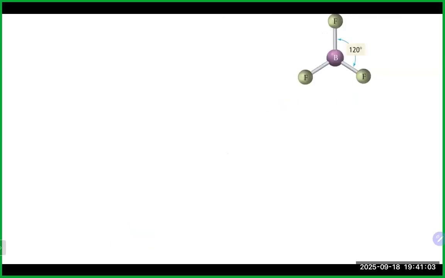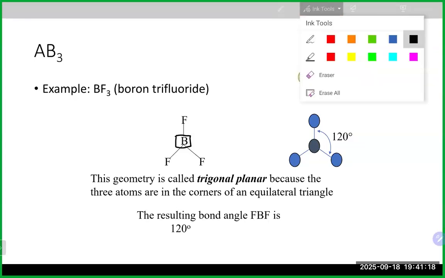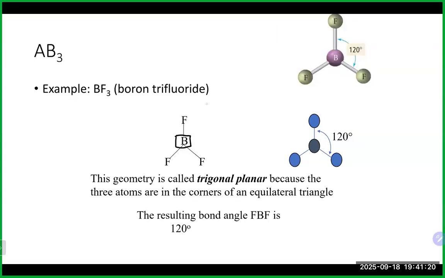The next geometry that you may be familiar with is also an incomplete octet, which is boron trifluoride. And again, we're going to look at the boron in the middle. The boron in the middle, which is our central atom, we're going to first count up the number of electron pairs. And once again, it has 1, 2, and 3 electron pairs.